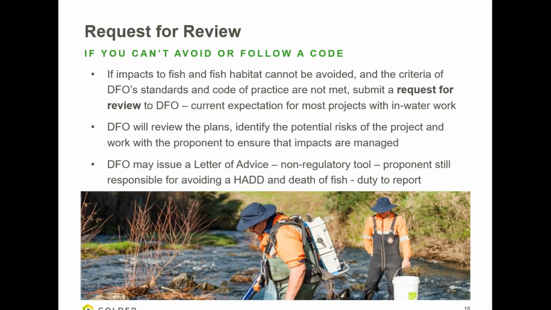So if you can't check the boxes on those first two steps, you're likely into the request for review stage, and this is where you will need some additional information, typically some site-specific information about where the works will happen, so that you can adequately identify the impacts to fish and fish habitat that can't be avoided. You can go through the mitigation measures that are proposed and specific to your project. You might be able to identify the mitigations that you couldn't meet if it was a code of practice, but potentially provide a determination if not meeting that mitigation will still result in a HADD.